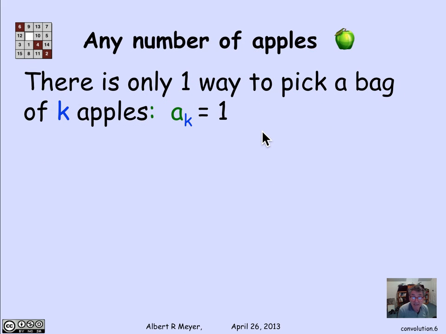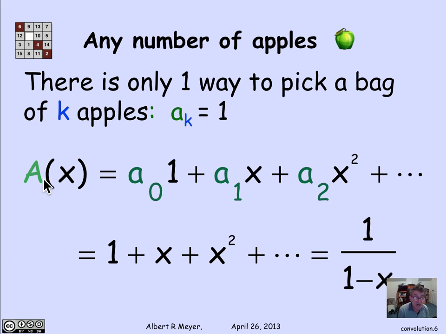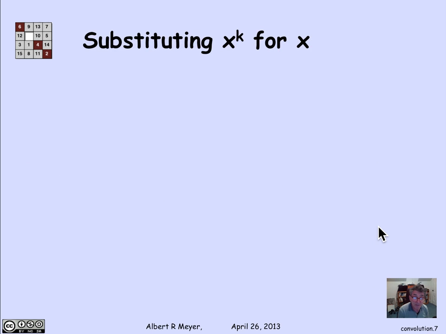Apples are easy, because how many ways are there to pick k apples? There's only one way to pick k apples, and that means that the generating function for apples has all its coefficients 1. In other words, it's the geometric series 1 plus x plus x squared and so on, and we already know that it can be expressed as a simple algebraic expression, 1 over 1 minus x. So that's the generating function for apples.